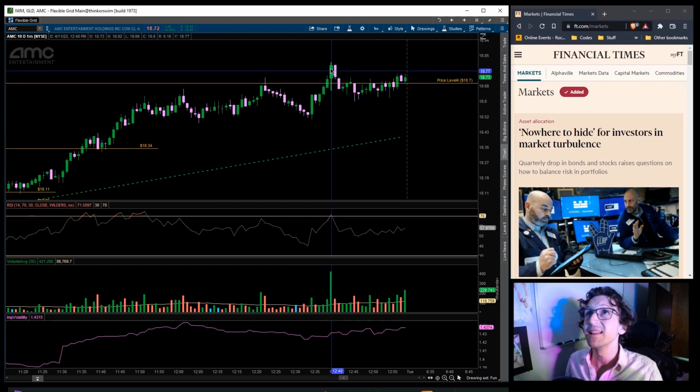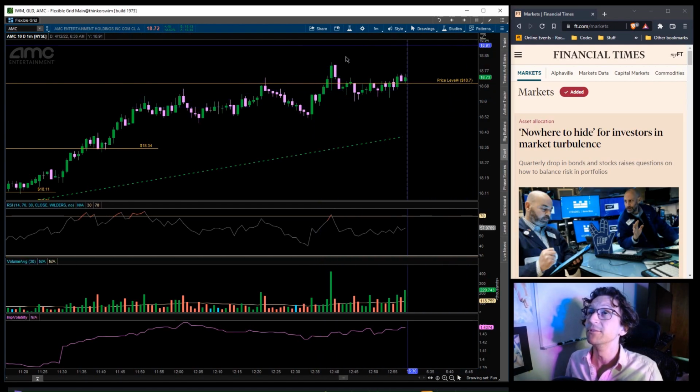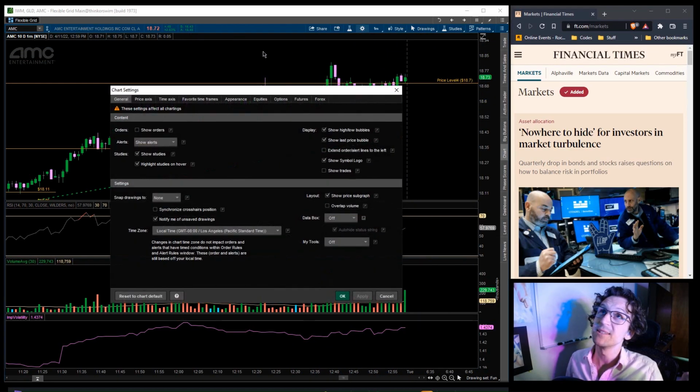So this tells me that there was probably a lot of volume pushing it up, but then something stopped right there. So that 1870, 1880 level is an important level of resistance, and I think it's going to be really important to see what happens tomorrow.